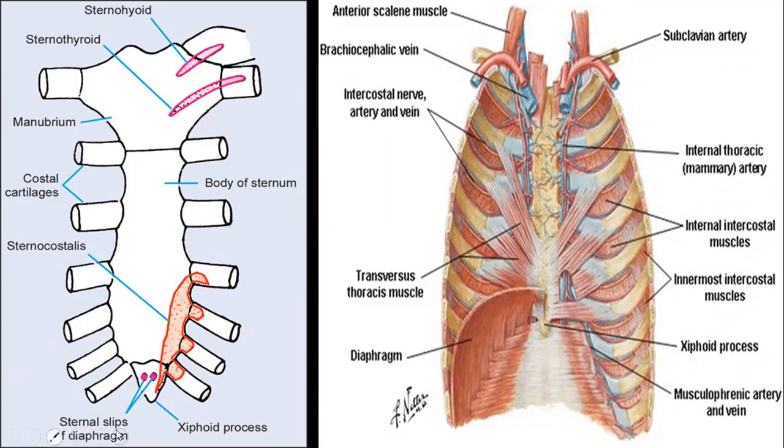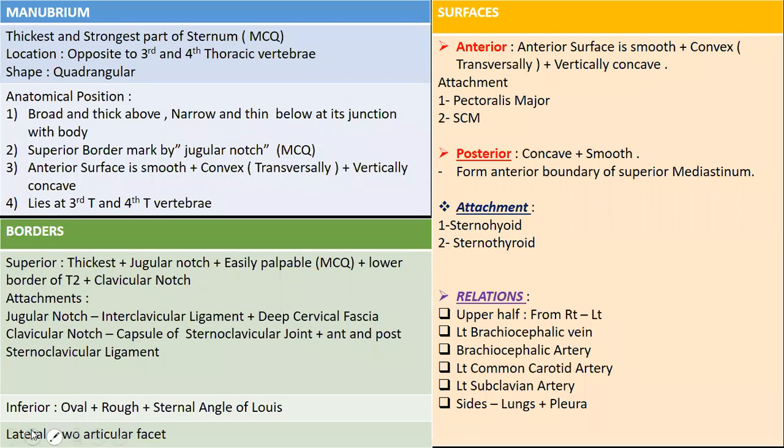When we talk about the posterior part, we can see there are the sternal slips of the diaphragm near the tip, and the transversus thoracis is another attachment. So in the posterior part we have two attachments: one is the slip of the diaphragm and another is the transversus thoracis. Just correlate everything with your books and you will have a better idea. I haven't found pictures, so I cannot put them in the slides.